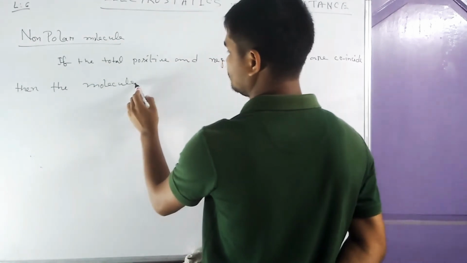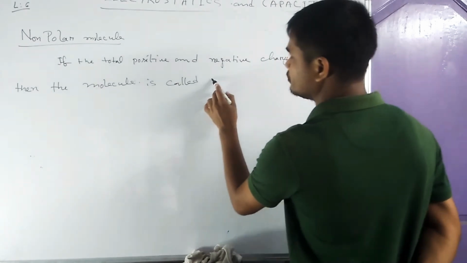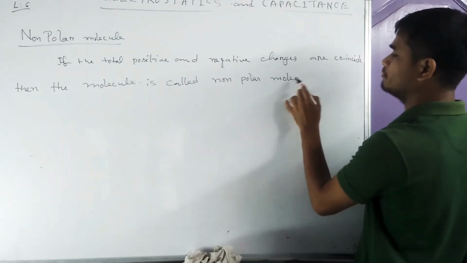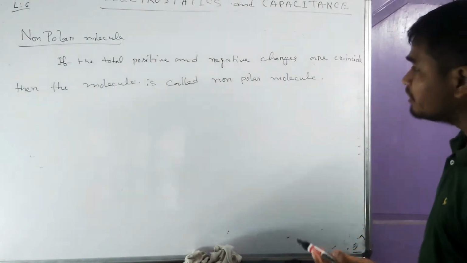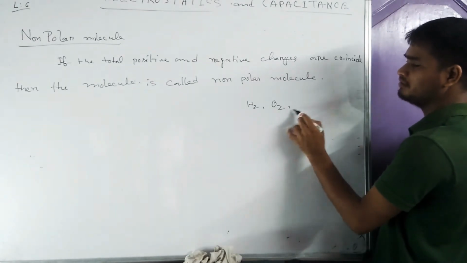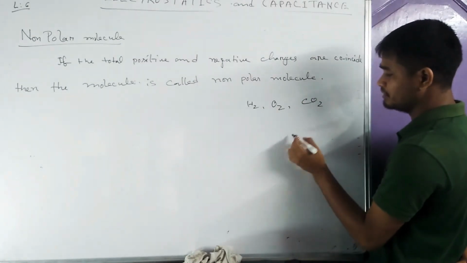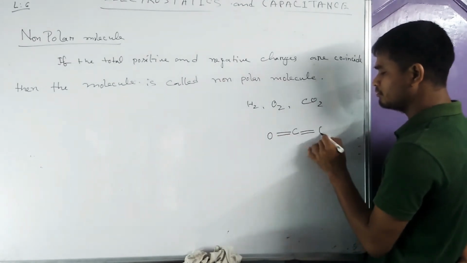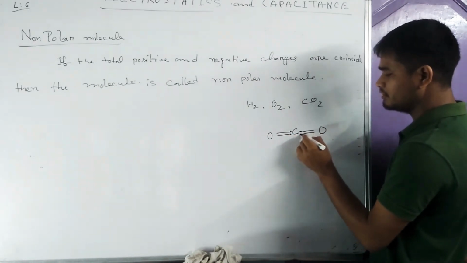If the total positive and negative charges coincide, then the molecule is called what? A non-polar molecule. For example, hydrogen, oxygen, carbon dioxide, etc. Let us consider carbon dioxide: carbon, oxygen. Two electrons are shared here.